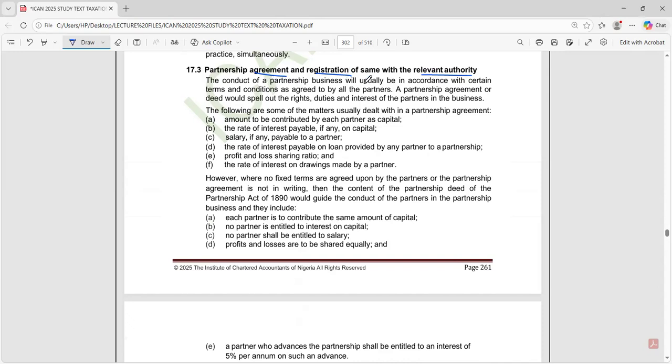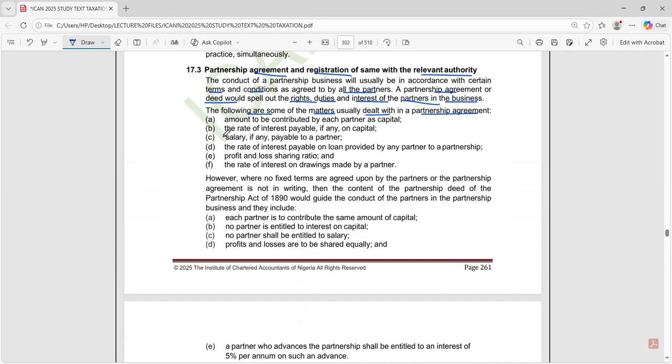So, the conduct of a partnership business will usually be in accordance with certain terms and conditions as agreed by all the partners. Now, a partnership agreement, or partnership deed, or what is called articles of partnership, it's the same thing, anyhow they put it, would spell out the rights, the duties, and interests of the partners in the business. The following are some of the matters usually dealt with in a partnership agreement. So what are those things that the partnership agreement will contain?